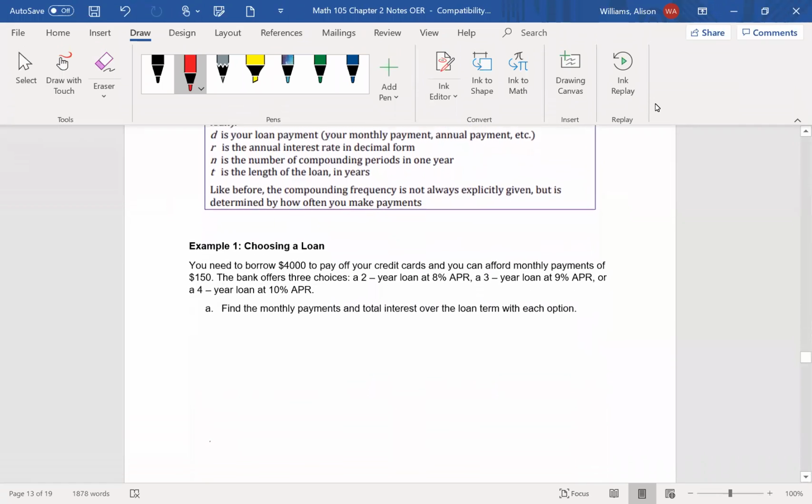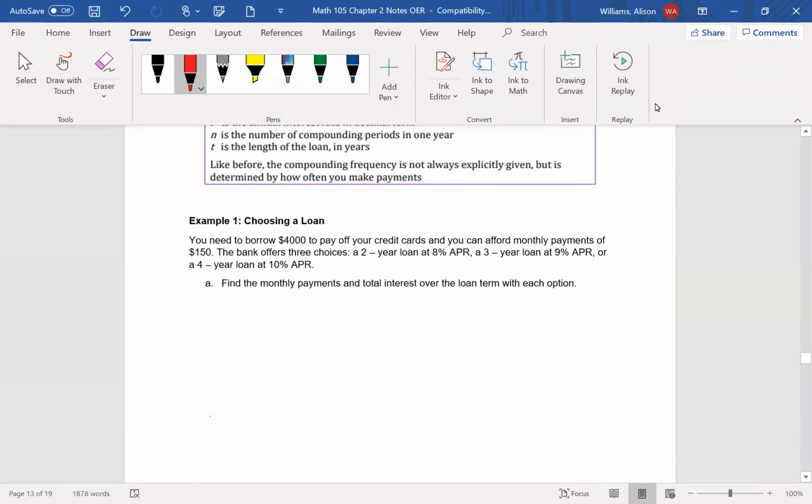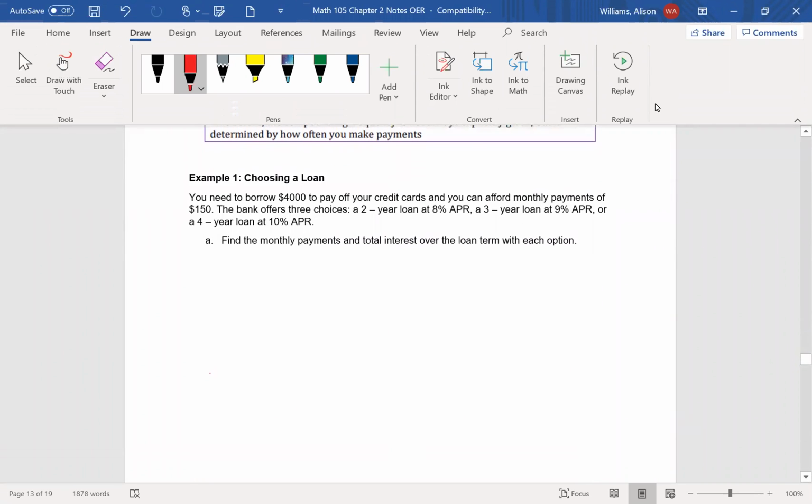So let's look at this first one. We're going to figure out which loan is best to choose. We're going to borrow $4,000 to pay off a credit card. That makes sense because credit card interest rates are notoriously high, so it's far cheaper to do a little loan through your bank than to keep the balance on the credit card. You can afford a monthly payment of $150.